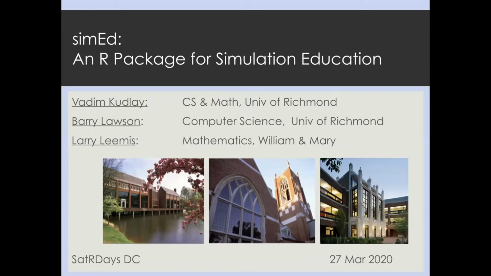Perfect. All right. So I'm Barry, I'm doing the speaking. Again, I'm a professor of computer science at the University of Richmond in Richmond, Virginia. Also here today is Vadim Kudlay, who's an undergraduate junior in computer science and mathematics at the University of Richmond, and then Larry Leemis, professor of mathematics at William and Mary.